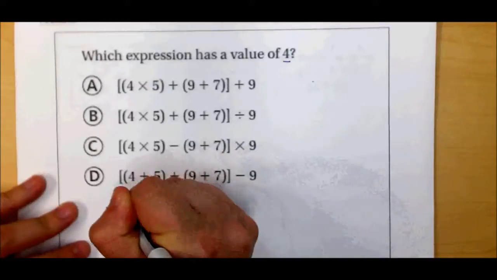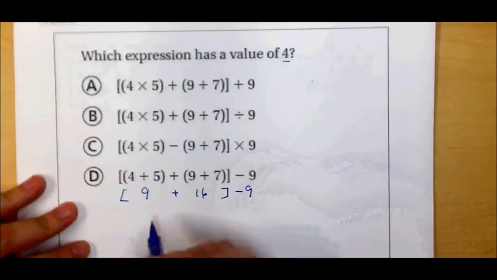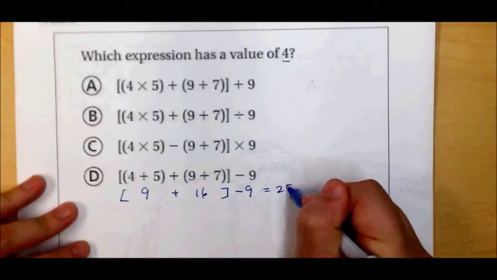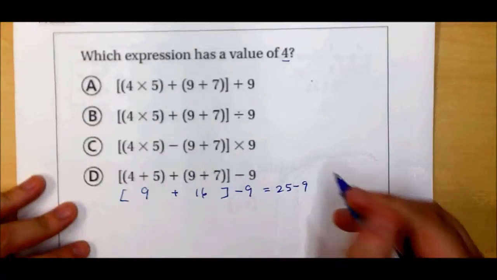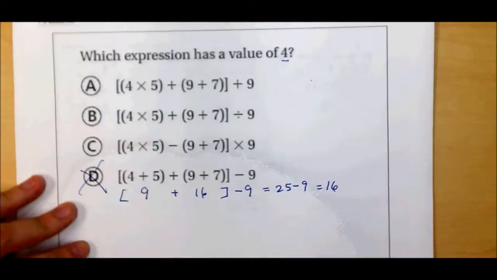So now I have this inside my brackets. Subtract 9. 9 plus 16 is 25. So now I have 25 minus 9, and that is 16. That is not 4. So it's not D.